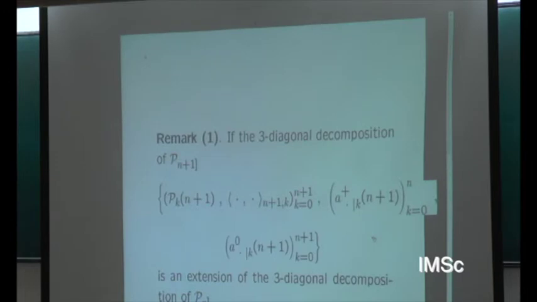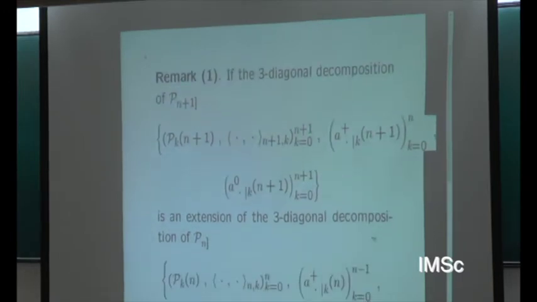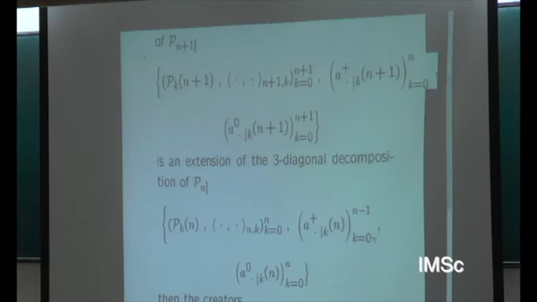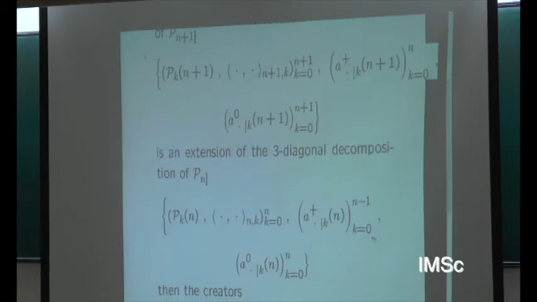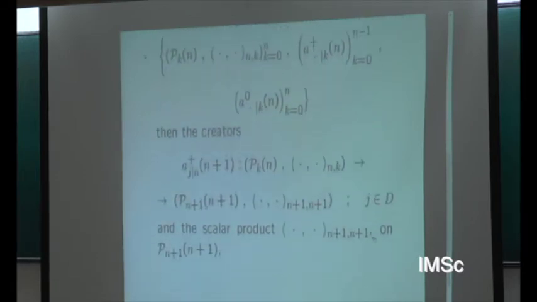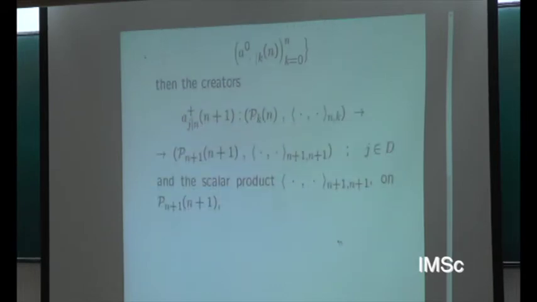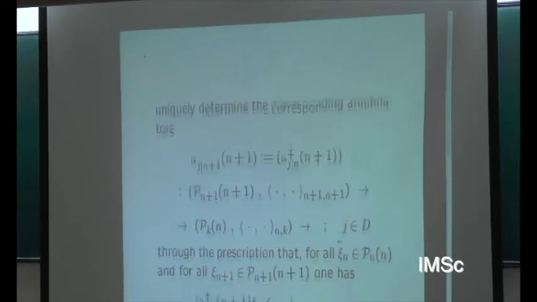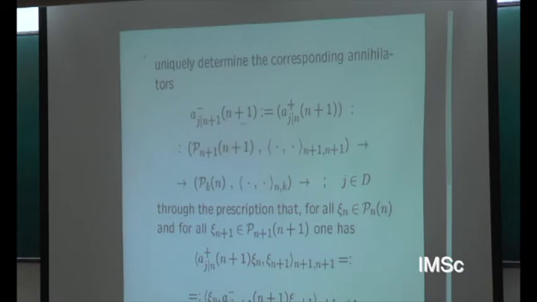Notice that if I have an extension, this is very important, the assignment of the creation operator is the new element that I need. But this assignment plus the scalar product uniquely defines the A minus.